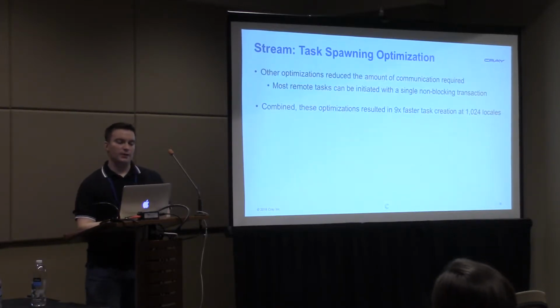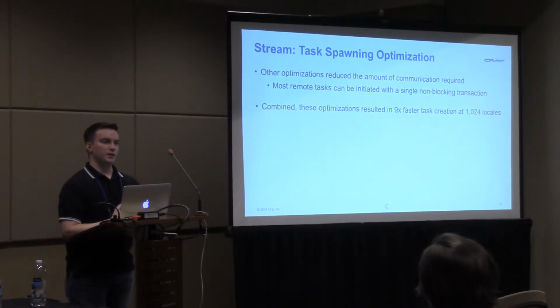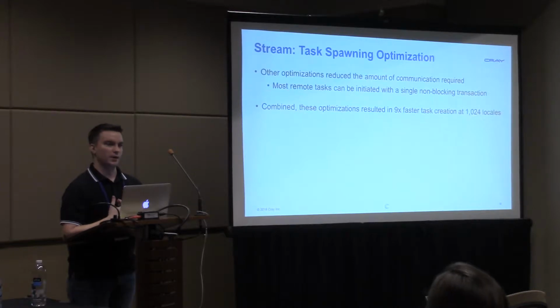In combination with this, we had some other communication optimizations, basically to reduce the amount of communication needed to spawn a remote task. Most remote tasks can now be initiated with a single non-blocking transaction. Combined, at 1,024 nodes, these optimizations improve performance by, I think, about 9x for task creation. So, huge improvements for task creation.